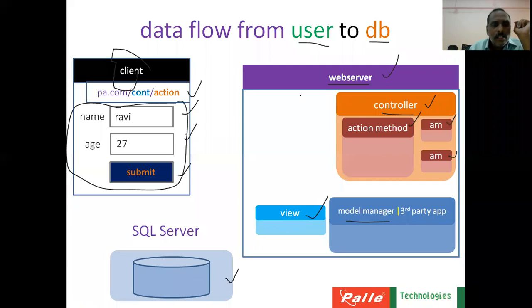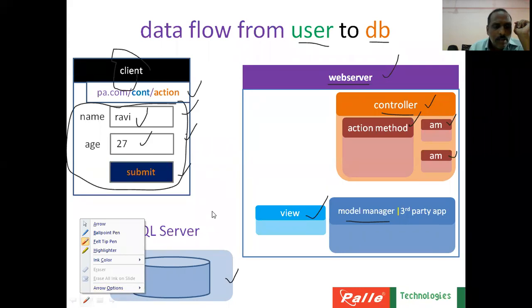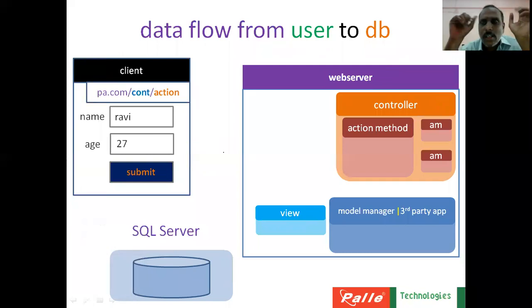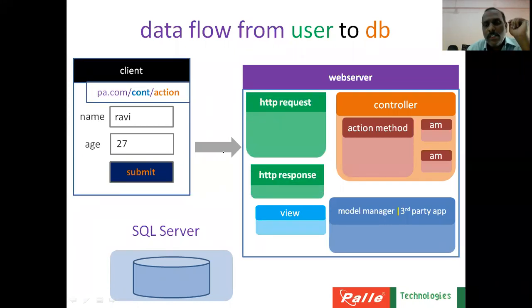Now let us say the user entered some data into the text boxes, and now the user clicked on the submit button. Tell me what will happen when the user clicks on the submit button. You already know this in ASP.NET. HTTP request and HTTP response objects will be created. Correct. So a postback request will go to the web server. Once the postback request goes, as you said, HTTP request and response objects will be created.